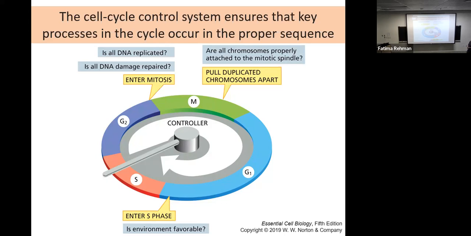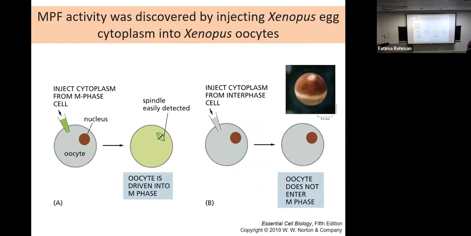So those are your 3 important checkpoints. This first one is called G1 to S transition. The second one is G2 to M transition. And the third one is the mitotic checkpoint. So what exactly controls it?